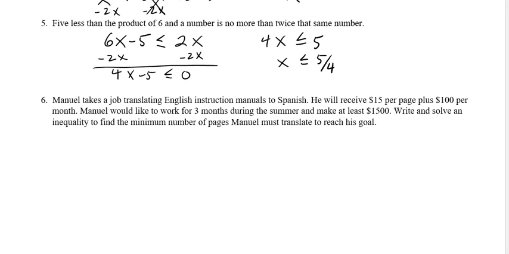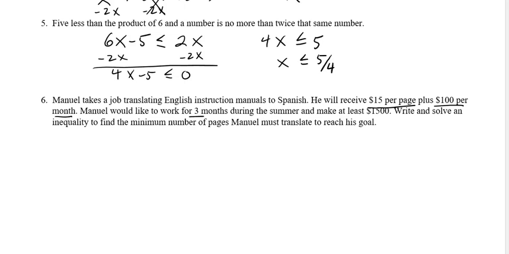Let's take a look at number 6. All right, it's a word problem. This guy is translating instruction manuals into Spanish. He's going to receive $15 per page and then $100 per month. So part of his pay is based on the number of pages he does, and the $100 is just for showing up for work.